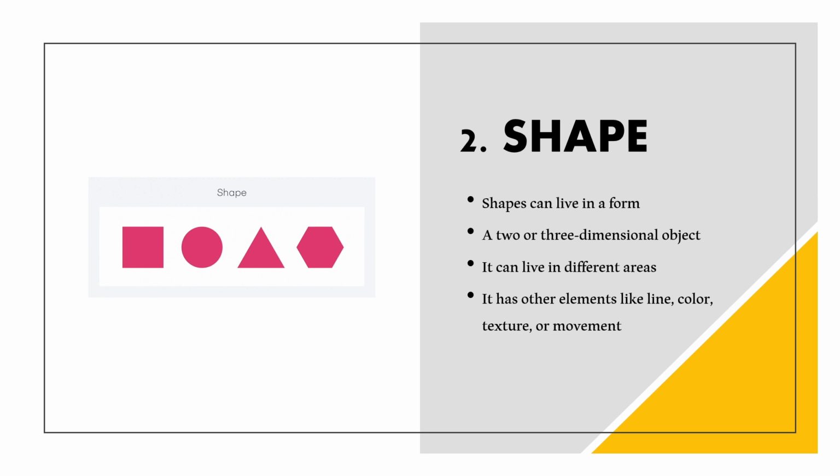A shape is a two- or three-dimensional object that stands out from the space next to it because of the defined or implied boundary. A shape can live in different areas in space and have other elements like line, color, texture, and movement. Like forms, shapes come in two different types. We have geometric and organic.